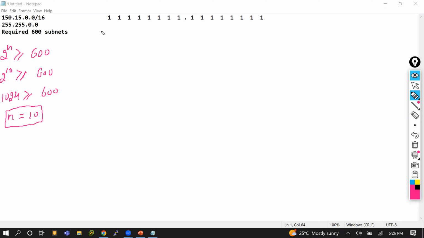So from the left hand side we have to borrow 1, 2, 3, 4, 5, 6, 7, 8, then 9, 10. So this we are borrowing for the network, so this goes automatically to the network here.